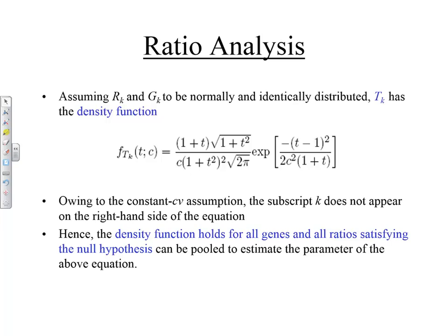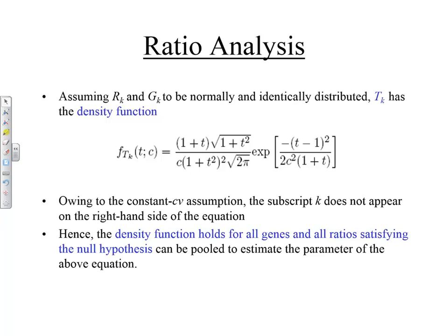Assuming R and G to be normally and identically distributed, the ratio has the density function that's given like this, okay? I'm going to derive that later. The important thing is that the K does not appear on the right hand side. Did you see that? For all the spots, the density function is the same. So owing to this constant coefficient of variation assumption, the subscript K does not appear on the right hand side of the equation. Hence the density function holds for all genes, and all ratios satisfying the null hypothesis can be pooled.